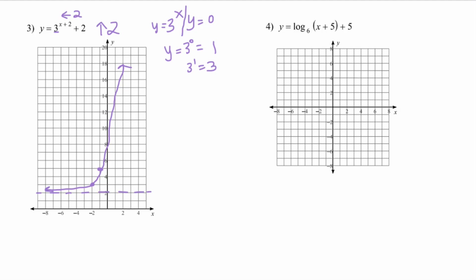Now number 4 changes the game on us. We've got logarithms. And the problem with logarithms is we are less likely to be able to just plug in numbers willy-nilly, because you have to be able to make a connection between the base 6 and what's inside here being a power of 6. That's not to say you can't do it, but this is usually where having something memorized makes it easier.